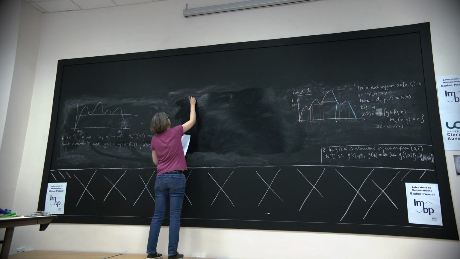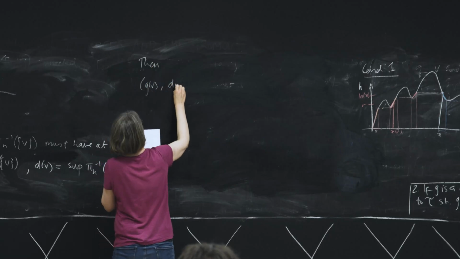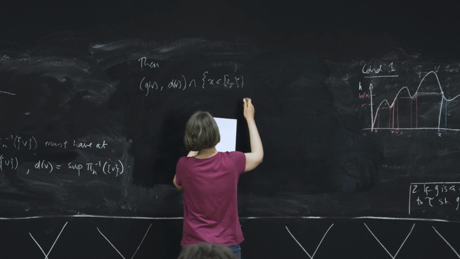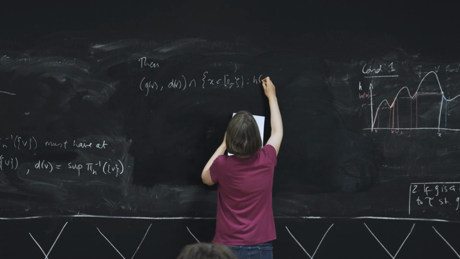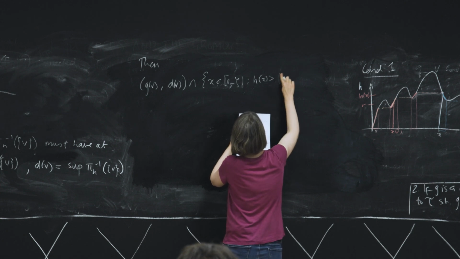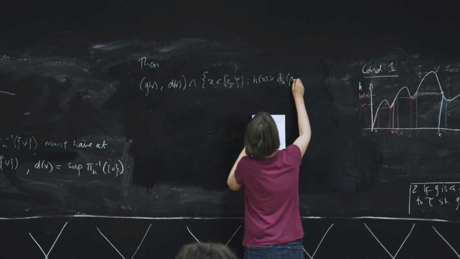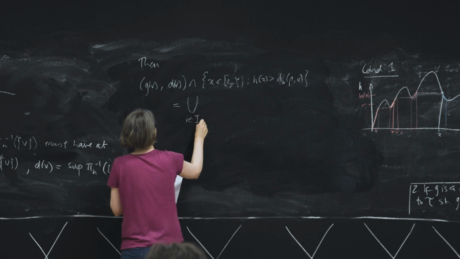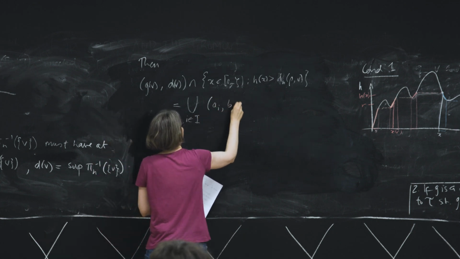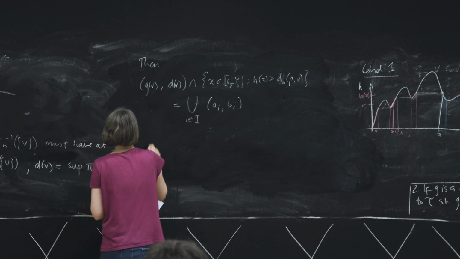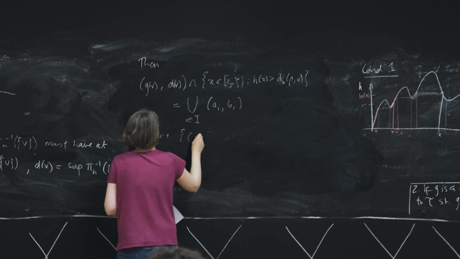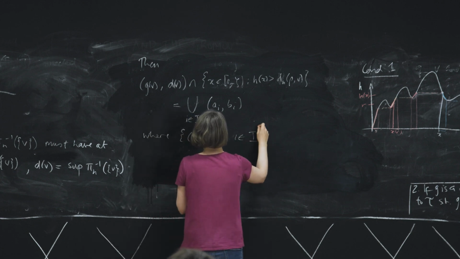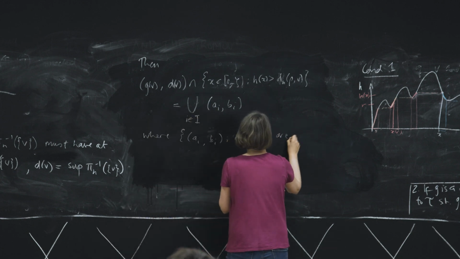Okay, so then we can write: if I look at the set of x between 0 and zeta, such that my h of x is strictly bigger than the distance between rho and v, then that decomposes into a collection indexed by, let's say, I of open intervals AI, BI, where these are the connected components of the set.